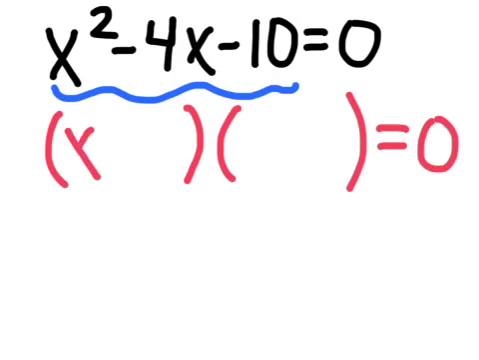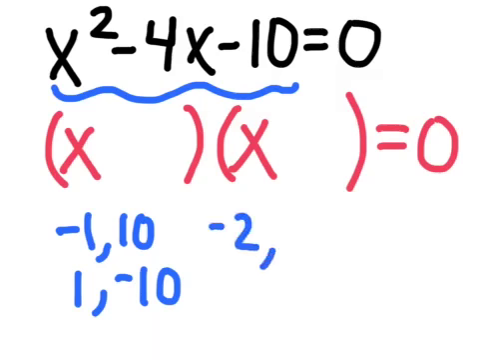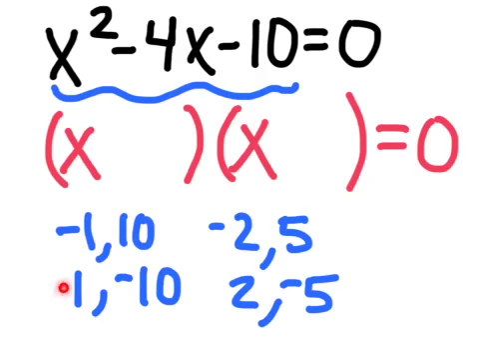And we lead here with an x and an x. And then we're looking for two numbers that multiply to negative 10 that would add up to negative 4. And thinking through here, there's really just not a pair that will do that. If I think of pairs of numbers that multiply to negative 10, I've got negative 1 and 10, or 1 and negative 10. I've got negative 2 and 5, or 2 and negative 5. And none of those pairs will combine to give us negative 4.